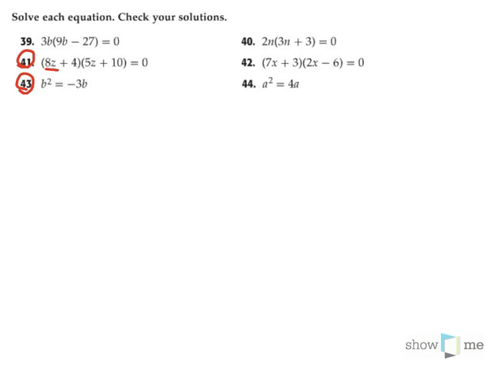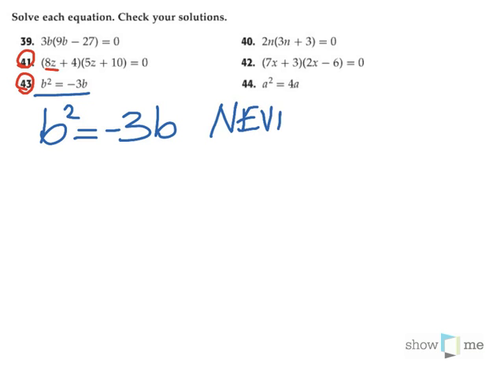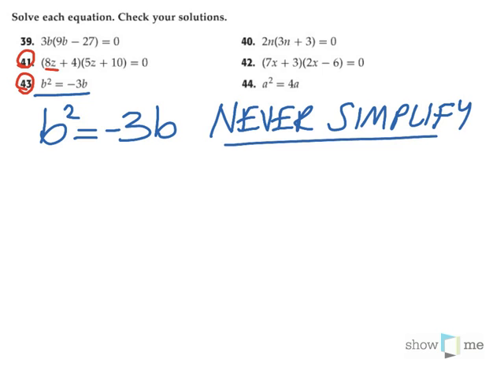Now I'm going to solve 43. Now we have b squared equals minus 3b. Now in these type of questions, never simplify. Never simplify, because in this case you lose one of the solutions if you simplify one of the b's with this one. Now instead we are going to do the following.